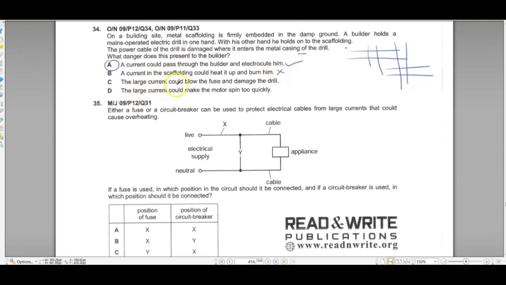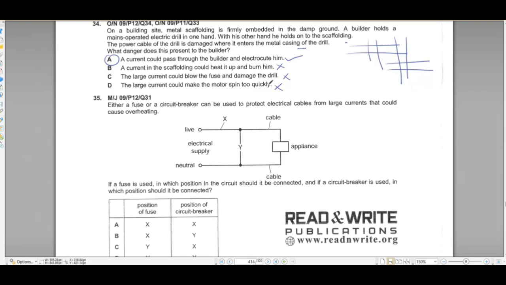The large current should blow the fuse and damage the drill. This is not correct. No, if the fuse blows, the damage to the drill is minimized. The large current could make the motor spin too quickly. No, this is not correct. So A is the correct option.